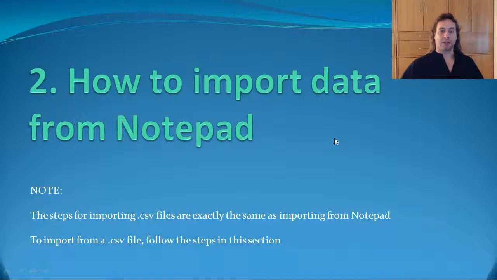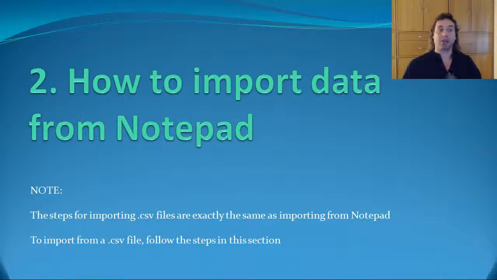We are now going to import data from Notepad. Now, Notepad is a text format. It holds things in a text format. It doesn't recognize numbers, although they are there. And it's important to note that the third part of this tutorial, importing from a comma-separated file, is a special kind of text file, but it's still a text file. And the procedure for importing comma-separated files into Excel is exactly the same as importing from Notepad.